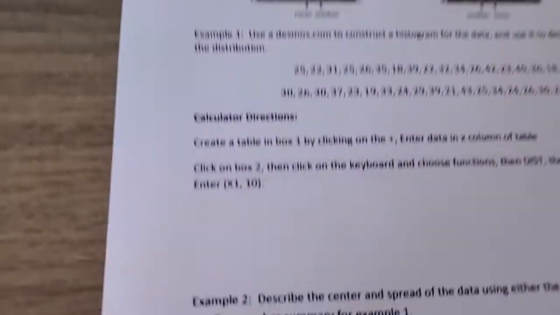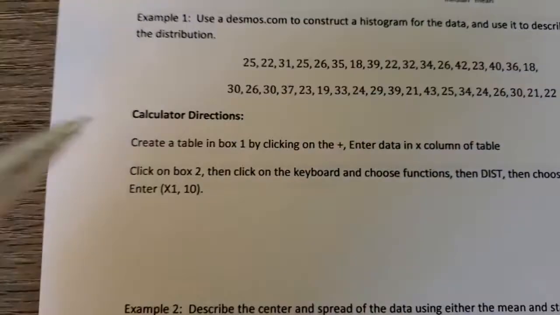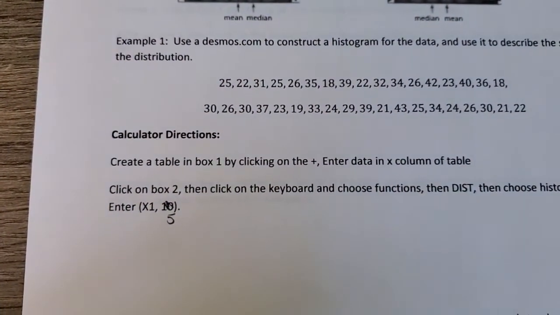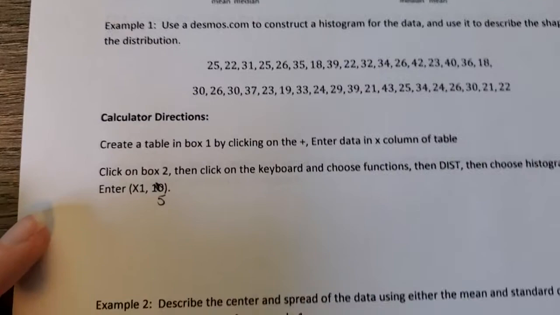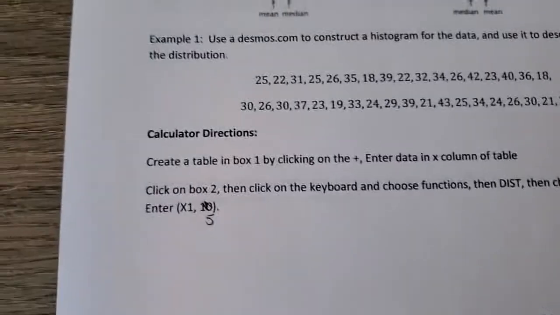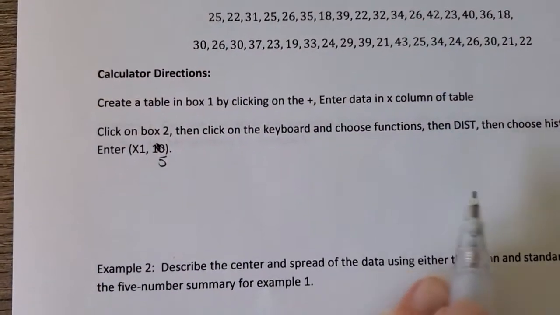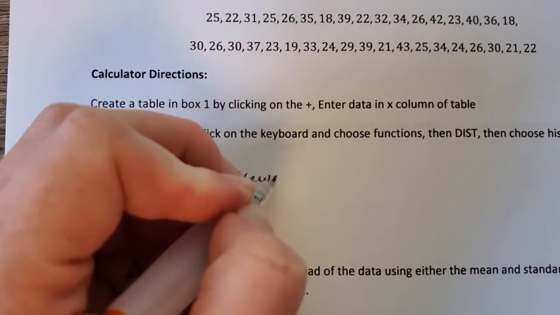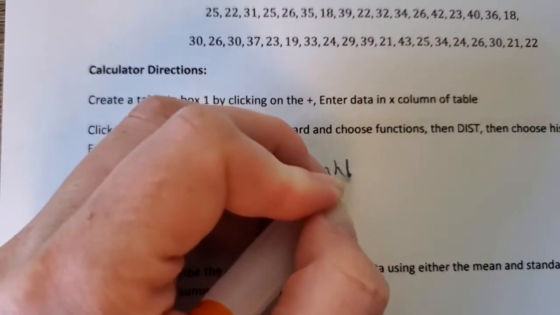So it says click on the keyboard. It tells you all the directions. We're going to change this to a 5 because it seems to show it better. Okay, and it says create a table. Okay, so we made the histogram. So now we're going to say it's skewed right.